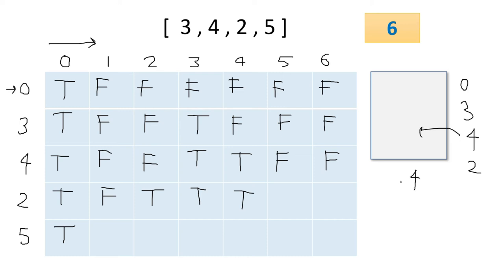Now say for 5. So for 5, what will happen? We will check now. For 5, what we can see is that the upper cell is false. So 5 minus 2 will be 3. If we go to 3, it is true. That means it will be true. If we place 3 here and then 2 here, then we can form 5.